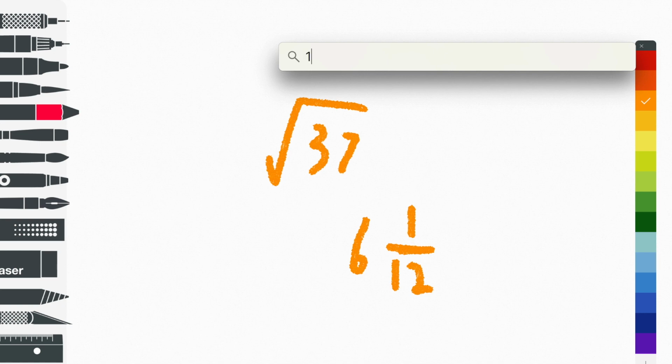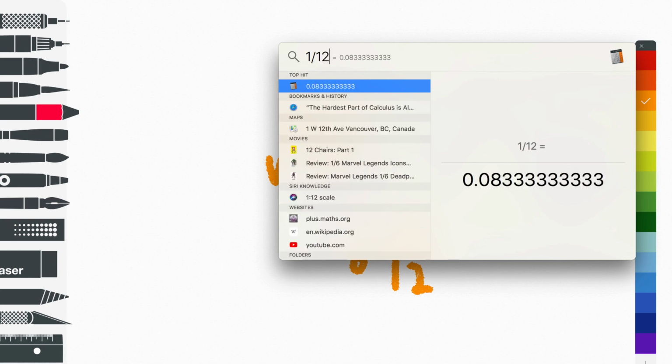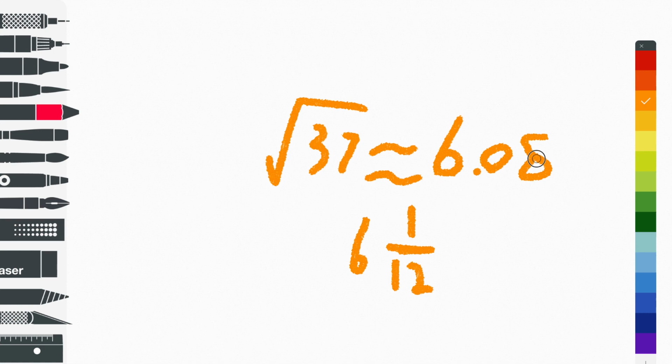1 divided by 12 is 0.08333333, and so on. But that doesn't really matter right now. Just round to the nearest number, like right here. This is the first number, so round up or down. So 0.08 is okay. So the answer is going to be approximately 6.08. And that's the answer, 6.08.